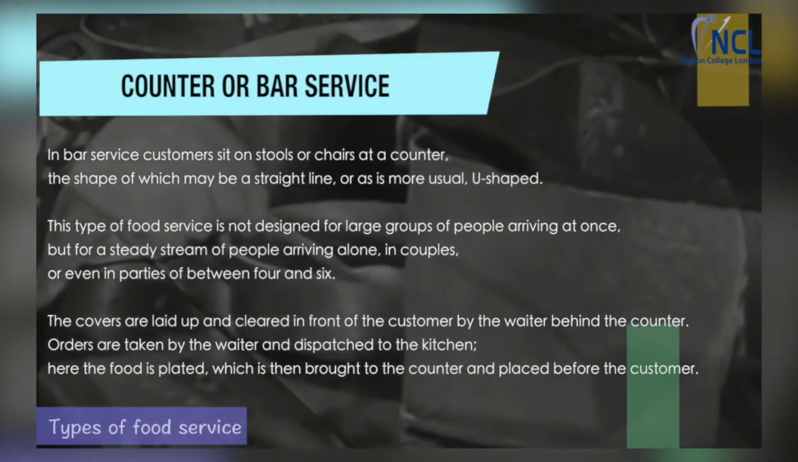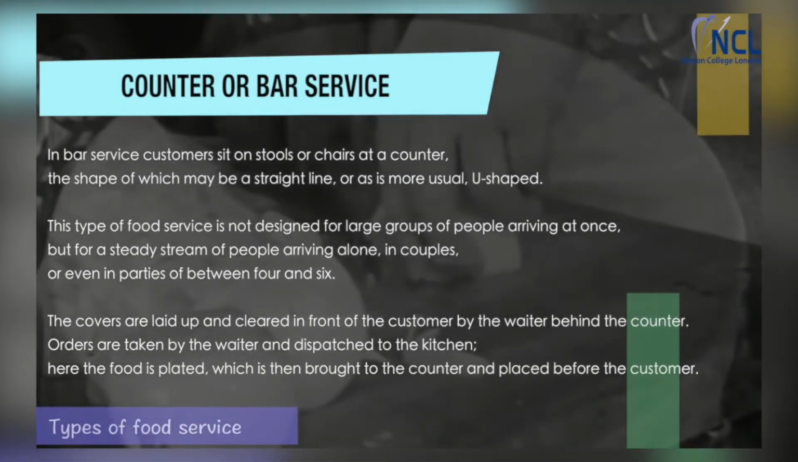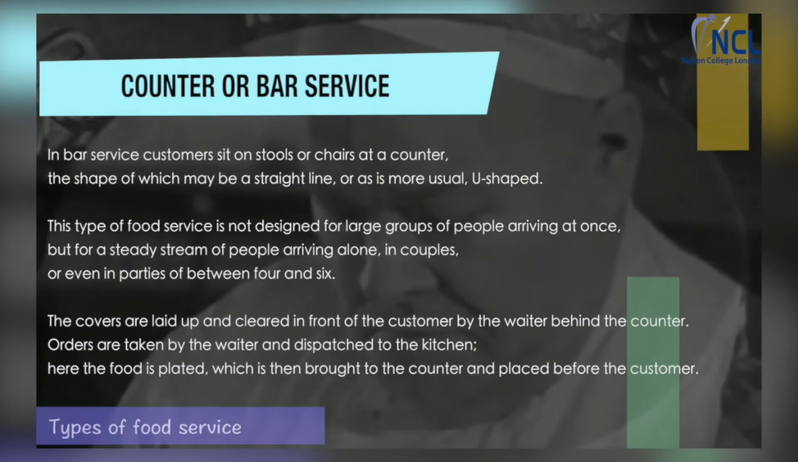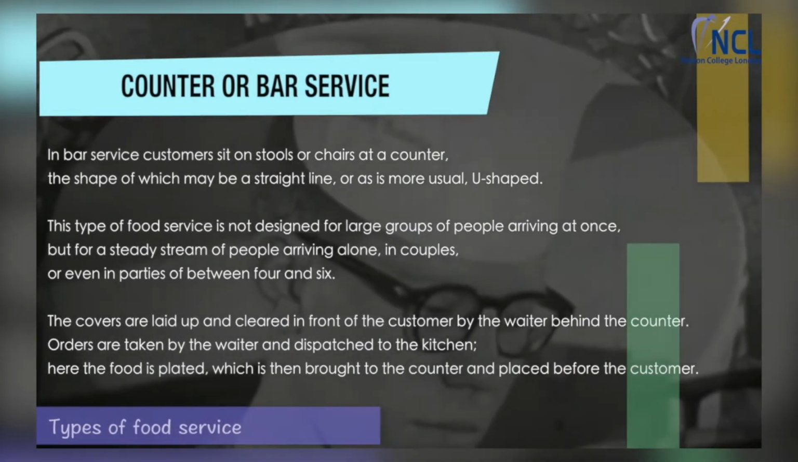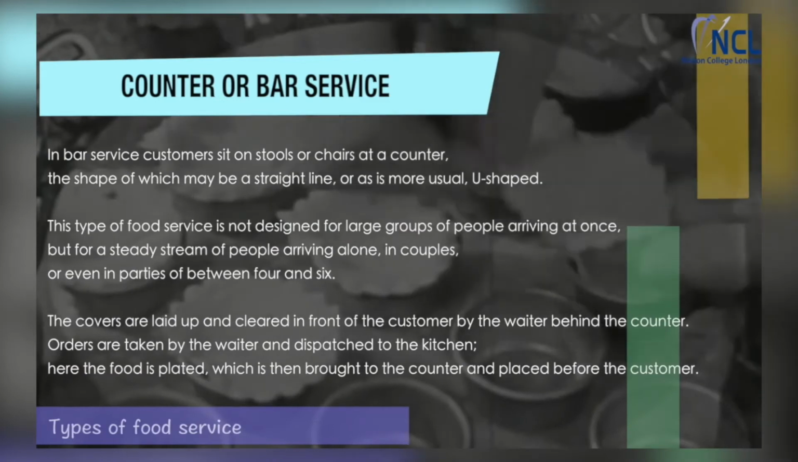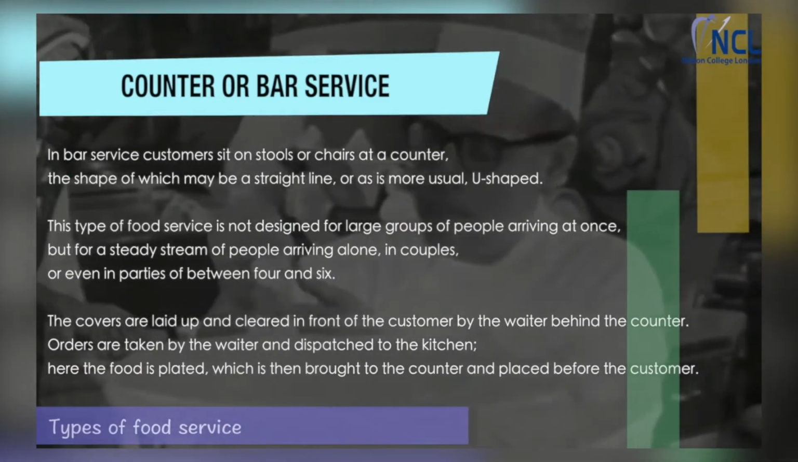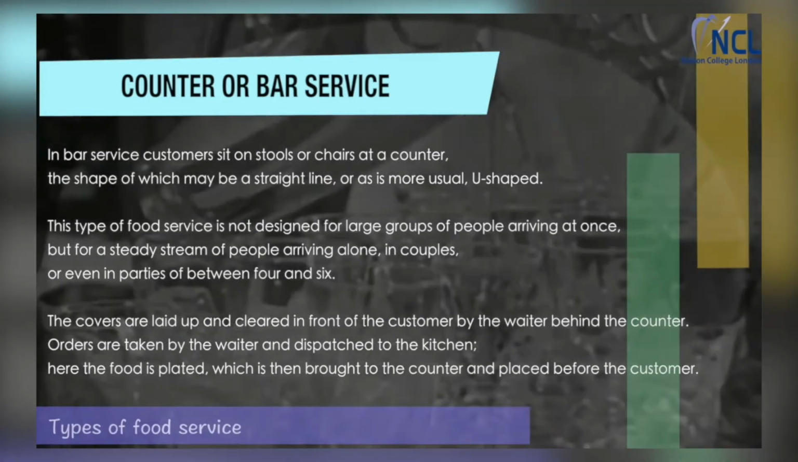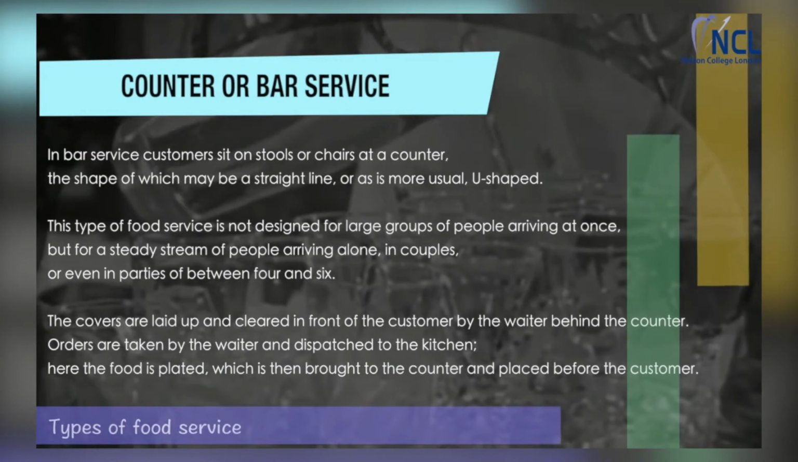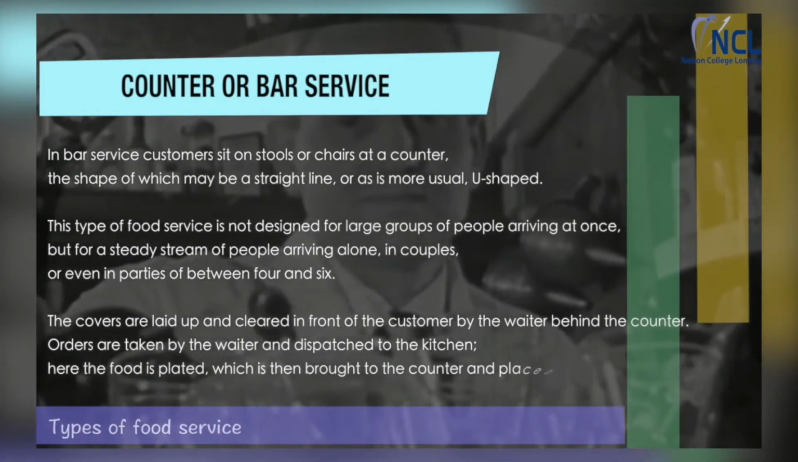This type of food service is not designed for large groups of people arriving at once, but for a steady stream of people arriving alone, in couples, or even in parties of between 4 and 6. The covers are laid up and cleared in front of the customer by the waiter behind the counter. Orders are taken by the waiter and dispatched to the kitchen. Here, the food is plated, which is then brought to the counter and placed before the customer.